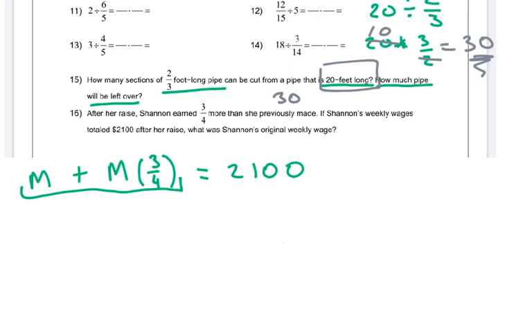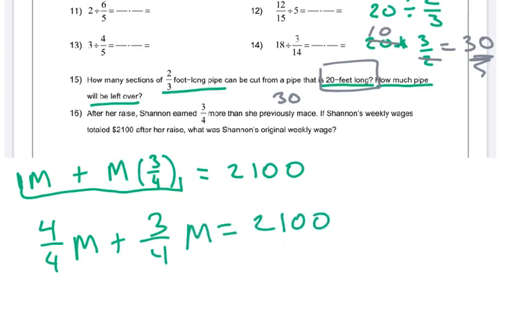And to put those two together, we actually need to know how to add fractions. So what I want you to realize is that this is 1m, and 1m is actually 4 over 4 m plus 3 over 4 m equals 2,100. So we will come back to this question later on. For the time being, don't worry about it. Leave it alone. But hopefully everything else made sense.